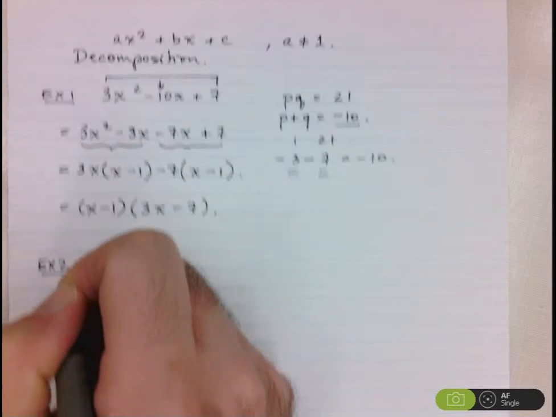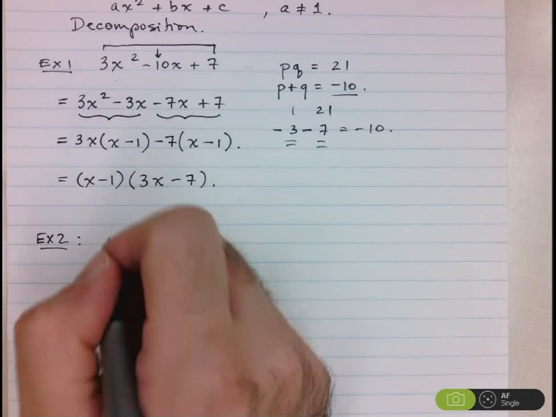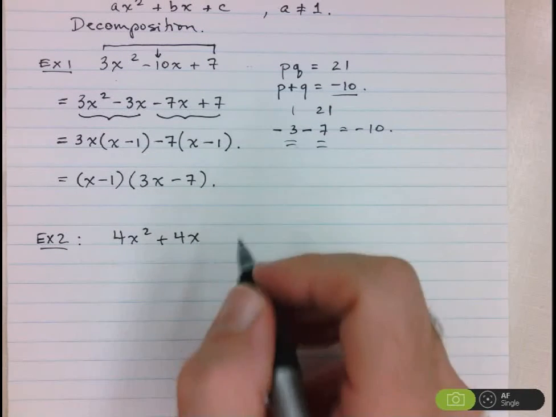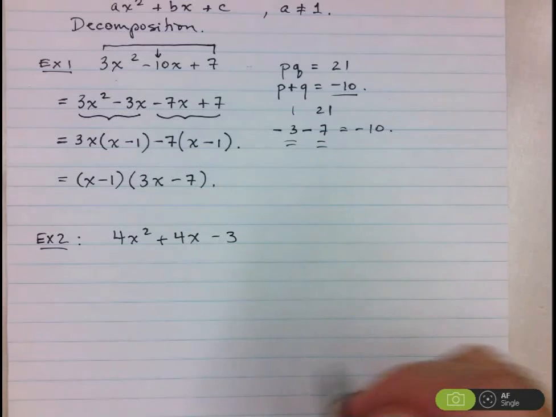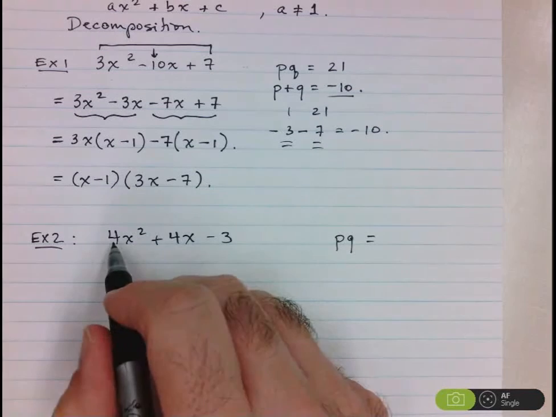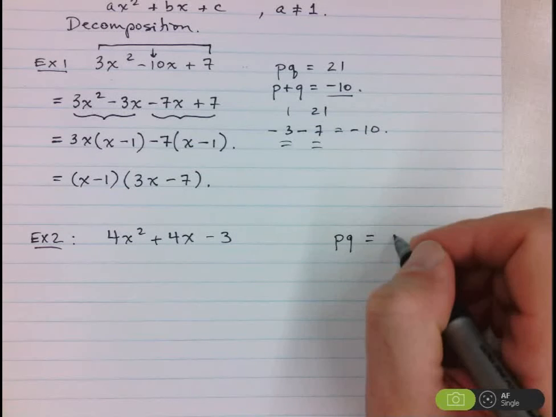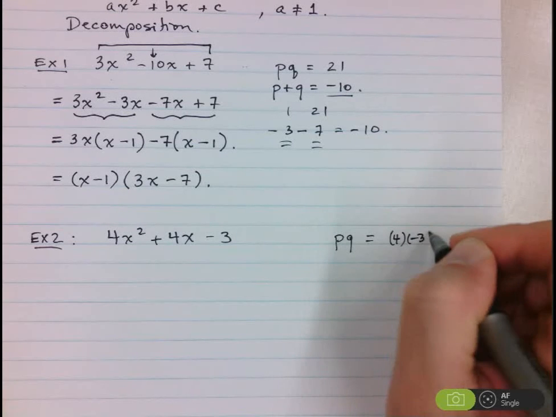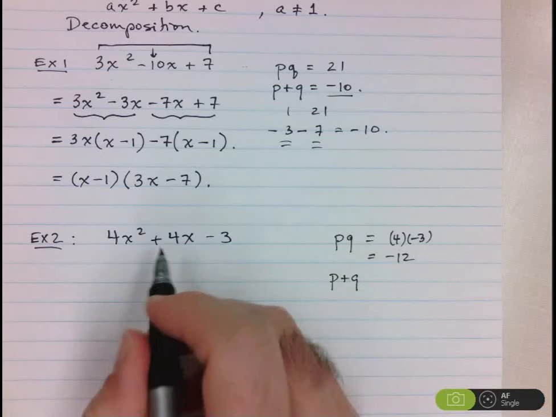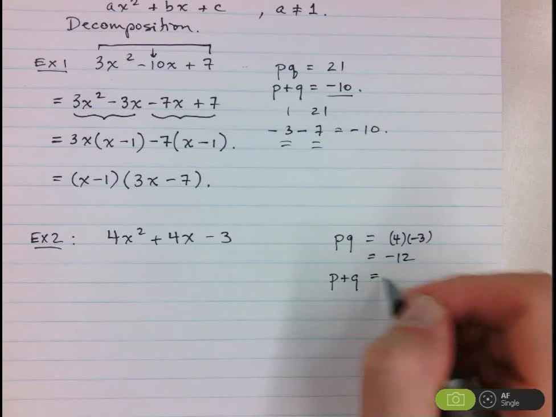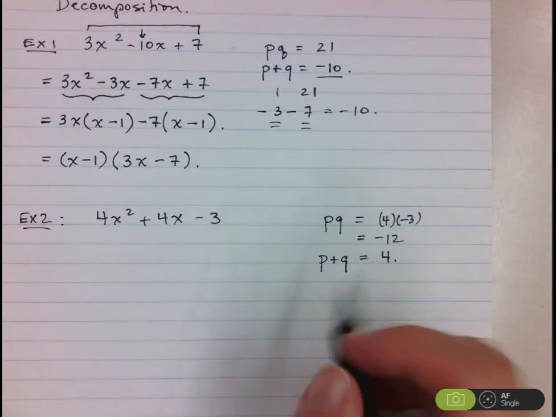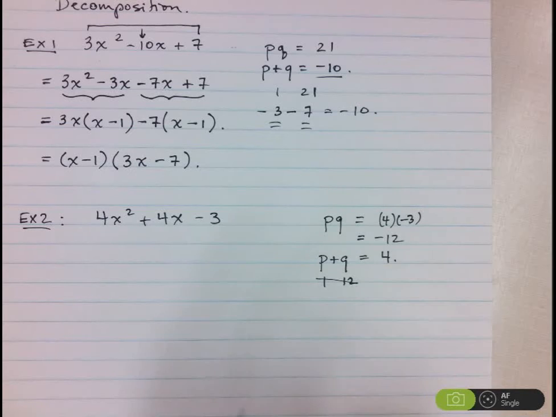Let's look at example 2 here, and in this case I'll take 4x squared plus 4x minus 3. So again, now I'll go a little quicker. So I need two numbers, p and q, that multiply to a times c. So 4 times negative 3, so they have to multiply to negative 12, and they have to add up to the middle term, 4, so p plus q has to be equal to 4. Okay, so let's go through our factors of 12. Well, 1 and 12, that's clearly not going to work.